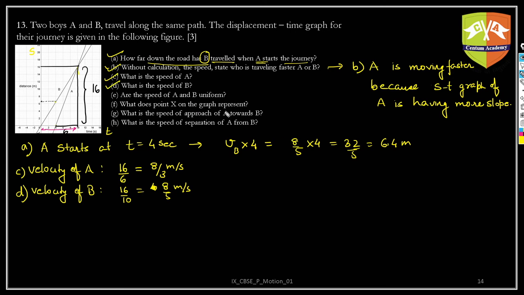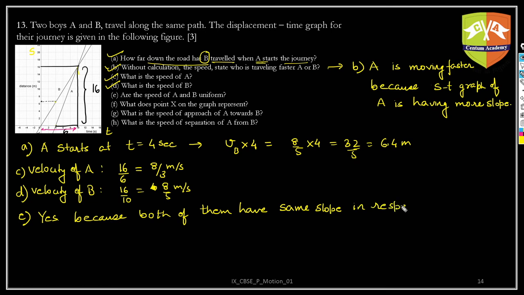Are the speeds of A and B uniform? Yes. Why? Because the slope is constant. Both of them have constant slope in their respective ST graphs. So both are uniform, but they are not the same. They are not equal, but they are uniform. As in, they have uniform velocity or constant velocity.